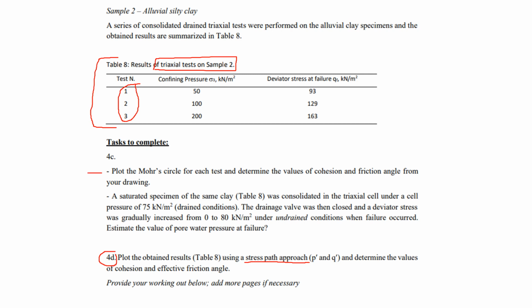For this one, you will need to draw more circles, one for each test. This means you have to draw 3 circles, and these circles should be to proper scale. You will draw 3 circles, draw a failure envelope, and from this drawing you are going to get the friction angle and cohesion. Once you get them, you should be able to solve this problem.